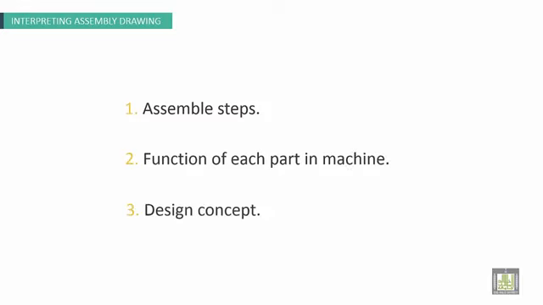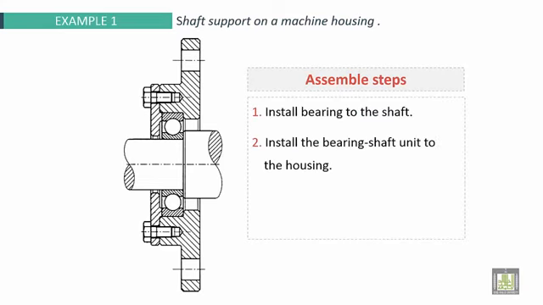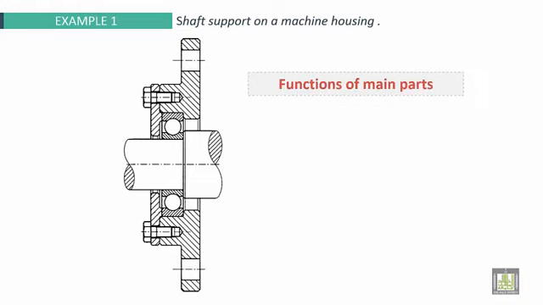Interpreting assembly drawings: to make assembly steps, to analyze the function of each part in the machine, and to make a design, to understand the design concept. Here we have this assembly. Assembly steps are the following: install the bearing to the shaft, install the bearing shaft unit to the housing, install the cover plate, and tighten the screw.